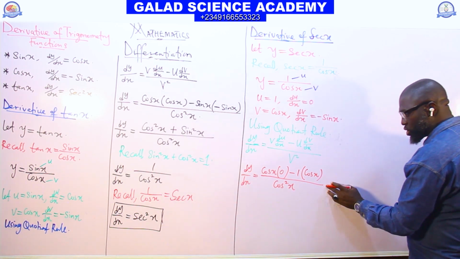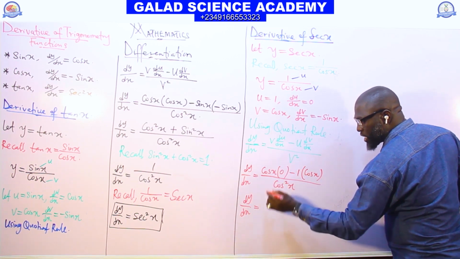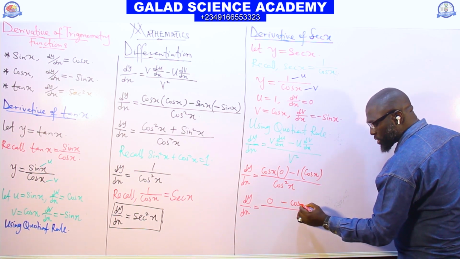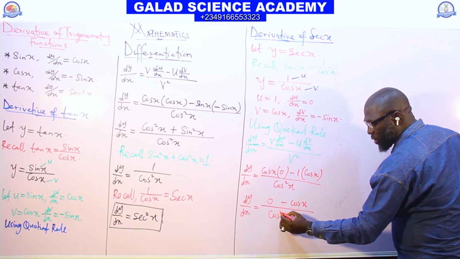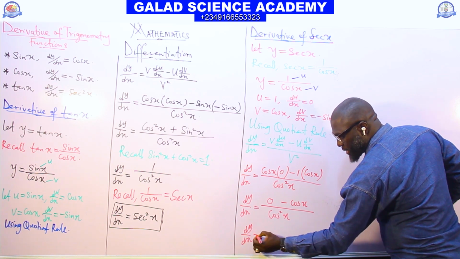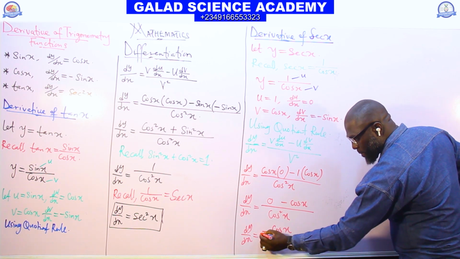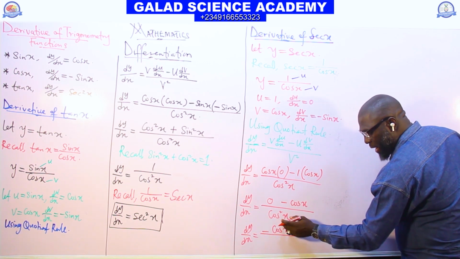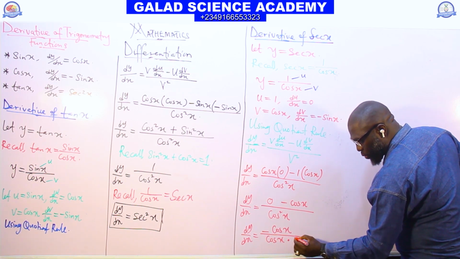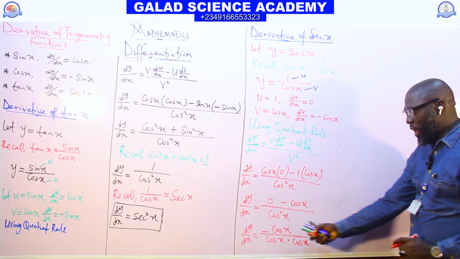So by solving this further, we will have dy/dx. This gives you 0 minus cos x, over cos squared x. So the next one, dy/dx, we have minus cos x over, let me split this one to give you cos x dot cos x. Do you know that we have square here?